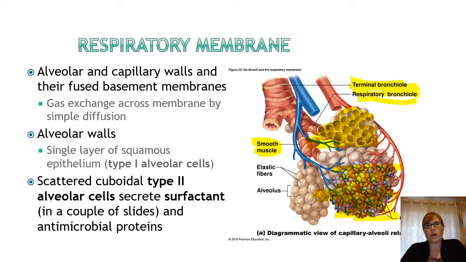So the alveolar walls we already talked about. There are a couple kinds of cells in the alveolar walls: type 1 and type 2. The type 1 cells are the squamous cells. Type 2 cells are a type of cuboidal cell that secretes something called surfactant. Surfactant is a chemical that prevents these alveoli from collapsing with every breath.